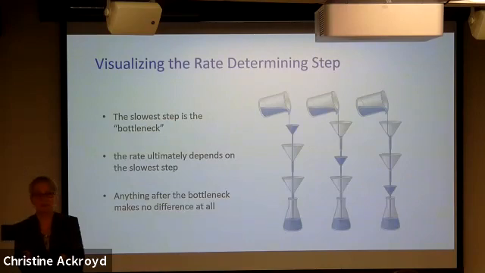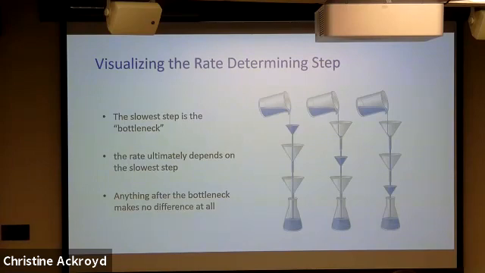So one way to visualize the rate determining step is to say, because it has the highest energy of activation, it's sort of the bottleneck in the reaction. So here is a visual picture. If the first step is slow, that's the first step, this one here, the first step is the rate determining step, right? Does it really make a difference if these funnels get a little bit bigger or a little bit smaller? No. Okay, here.